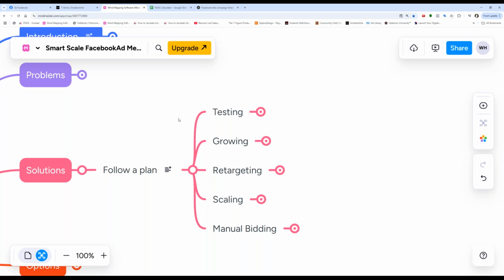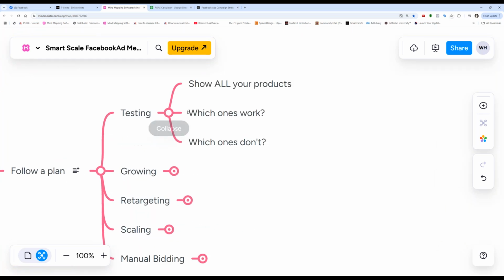And the part that I showed you with ChatGPT, you can't even get to unless you do the testing part first. Then you're going to grow, then you're going to retarget, then you're going to scale, then you're going to get into manual bidding. These all have different aspects to them.